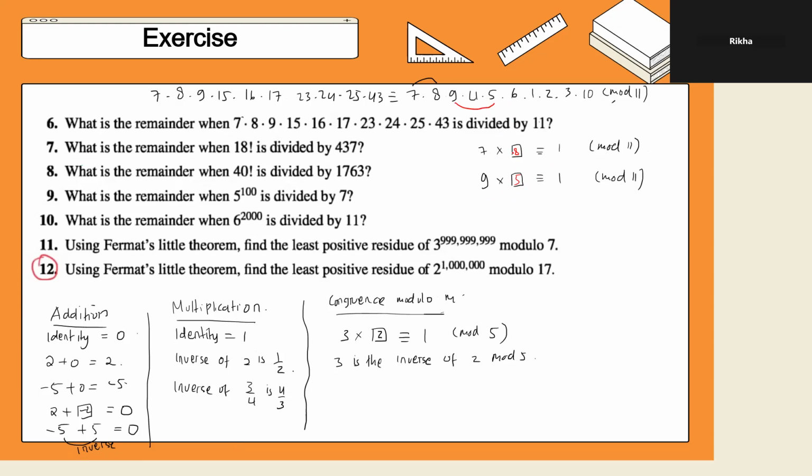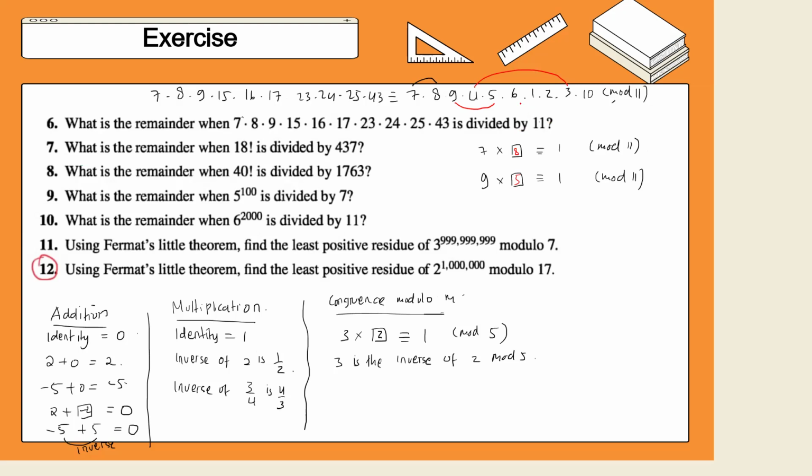What about 4? 3. Yes, 4 with 3. What about 6? 2. They're actually inverses of each other. So we know that 7 times 8 becomes 1, 9 times 5 becomes 1, 4 times 3 becomes 1, and 6 times 2 becomes 1.